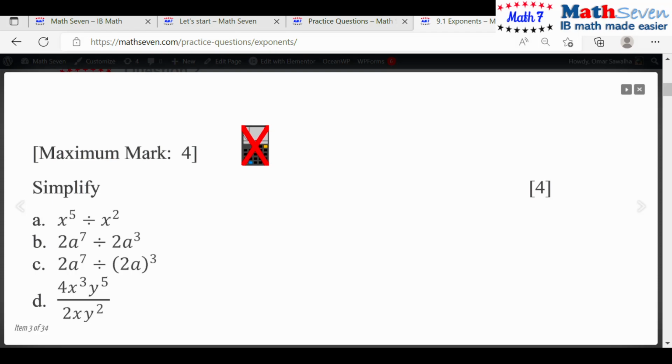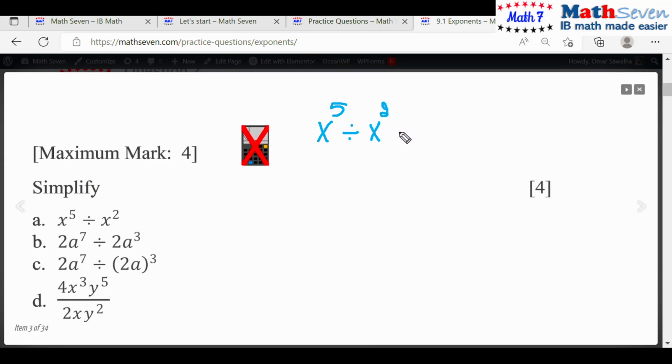Okay, students, for this question, say simplify. Now, when you have division and you have the same base, it doesn't work to subtract the exponents if the bases are different. It doesn't work. So you have to say, for example, x to the power of 5 divided by x to the power of 2.